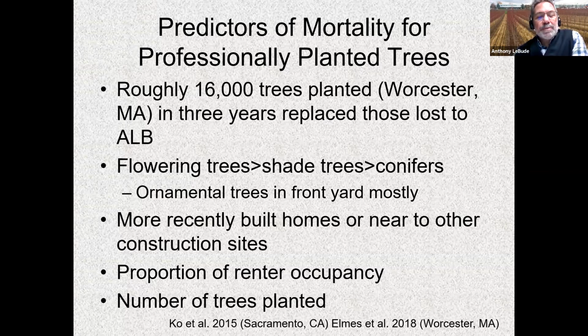And so I found some studies that looked at what predicts the death of trees that are professionally planted. They did it in Sacramento and Massachusetts, and it turned out that generally flowering trees are a predictor of mortality. So these things tell you who's going to die first. Flowering trees die more quickly than shade trees and more quickly than conifers. And more recently built homes that have trees around them is a good predictor for death, or any plants that are planted near construction. The number of renters in the property, as it goes up, tree death also goes up.